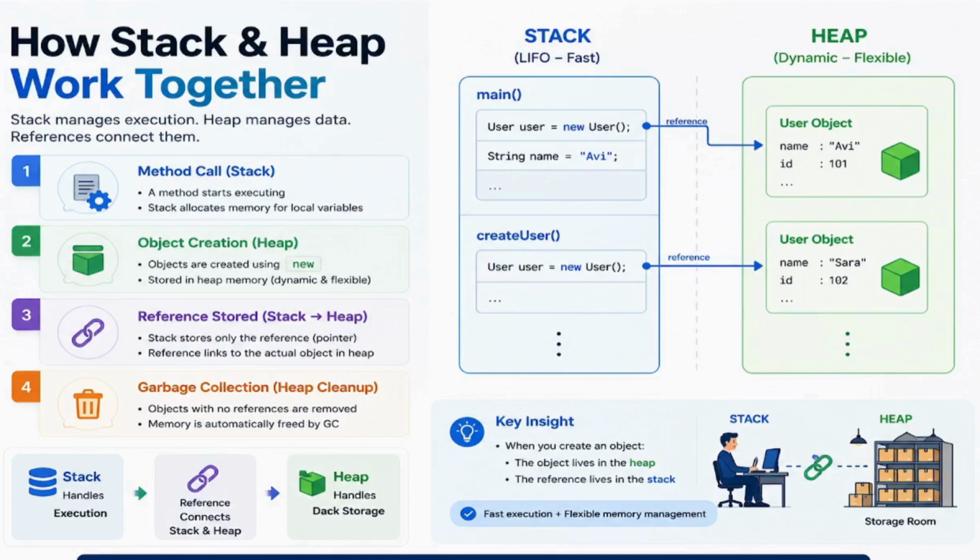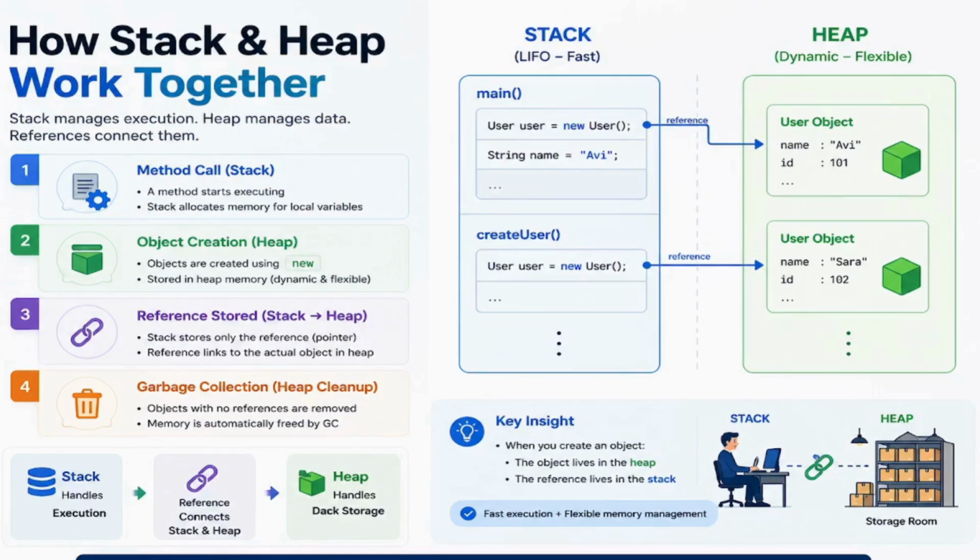And finally, garbage collection. When the method finishes, the stack is cleared automatically. Okay. Now, if there are any objects in the heap that are no longer being referenced, the garbage collector removes them. So, in one simple line, stack handles execution, heap handles storage, and references connect both. Okay. If you want a simple way to remember this, think of stack as a manager and heap as a storage room. Okay. The manager doesn't store everything, it just keeps track of where the things are.